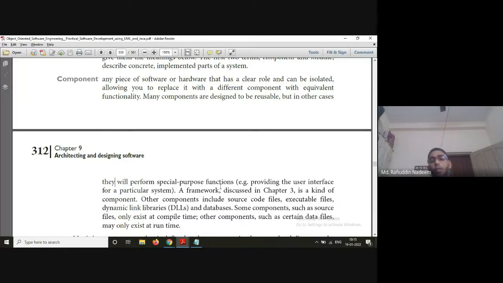Other components include the source code files, executable files, DLLs, the dynamic link libraries, and databases. Some components such as source files only exist at compile time. Other components such as certain data files may exist only at runtime. For a simple example, packages in Java are components. Header files in C are components. So they are reusable. The dynamic link libraries used by your system, and your operating system, all come under the various components here.